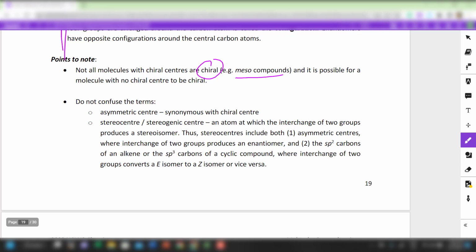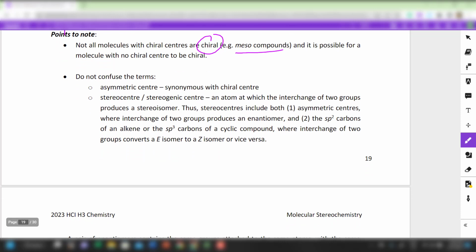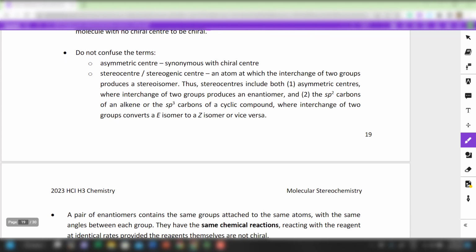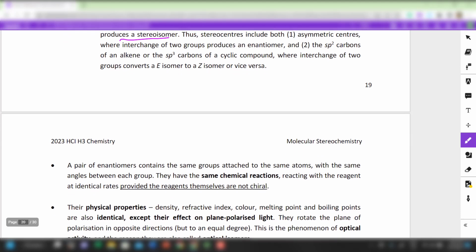Then there are a few terms that you should not be confused with. For example, asymmetric center. Asymmetric center is almost synonymous with chiral center, so you might want to be familiar with this term. Stereo center and stereogenic center: it's an atom at which the interchange of 2 groups produces a stereoisomer. Once we start on reaction mechanisms, you'll be more familiar with this term. Other than that, we don't want you to be too stressed over these terms, because being very stressed over them might inhibit your learning. Just read through them, know that they exist, and then come back and revisit them.